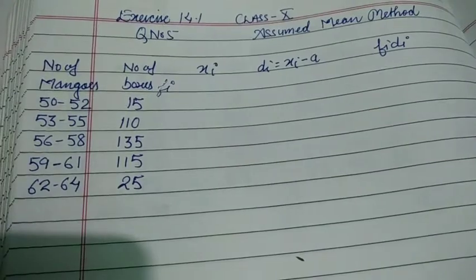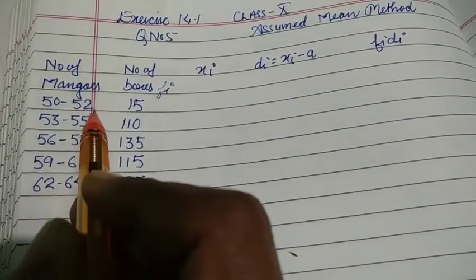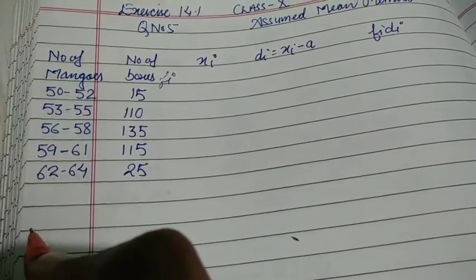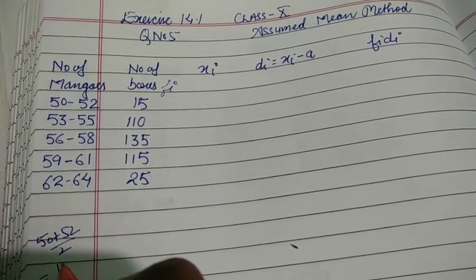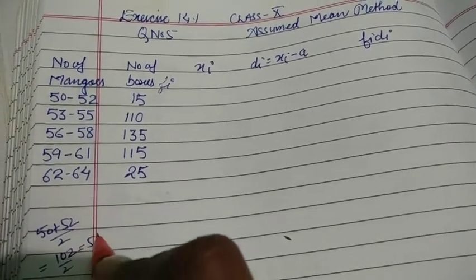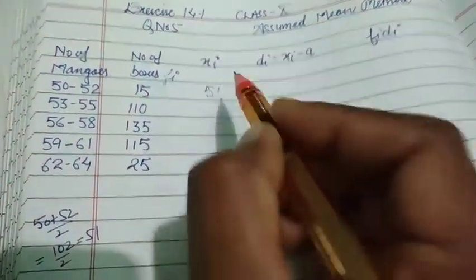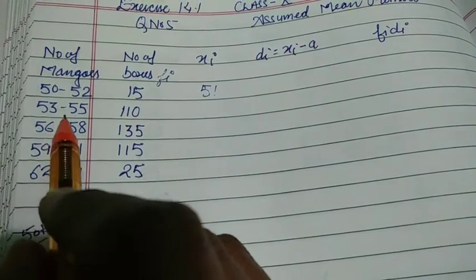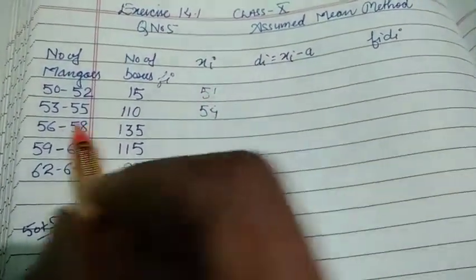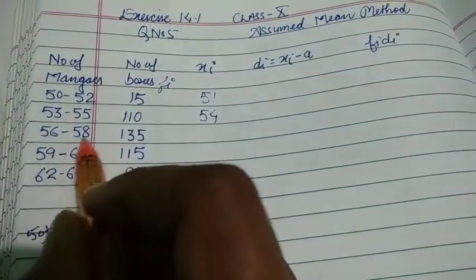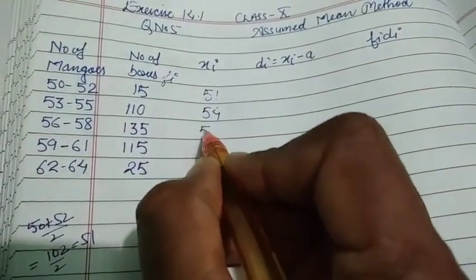And how do we find Xi? We just add the lower limit plus upper limit and then divide by 2. For example, if I add 50 plus 52 divided by 2, then I'll get 102 by 2, which is 51. Similarly, when I add these two and divide by 2, I'll get 53 here, 54 here. And when I add 56 plus 58 and divide by 2, I'll get 57.